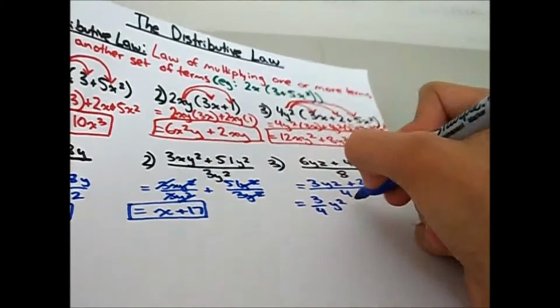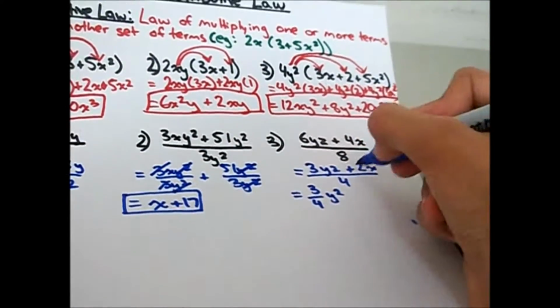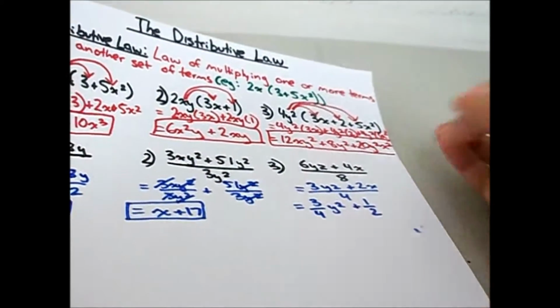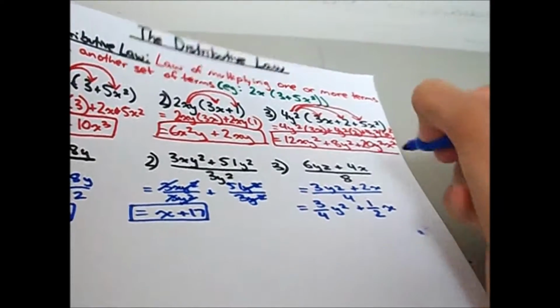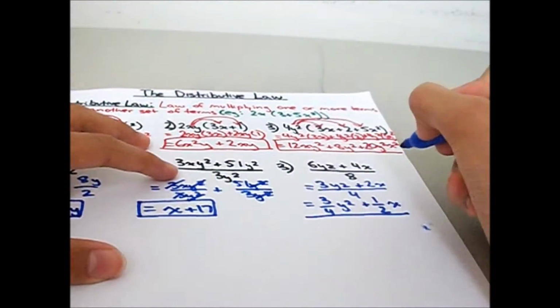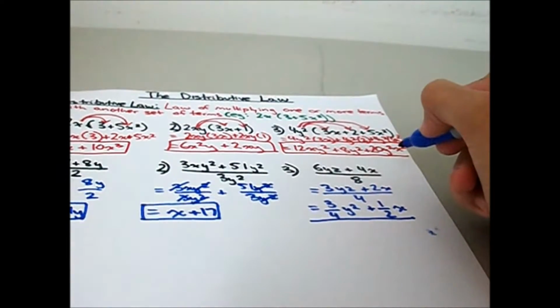And 2x plus 4. Oh wait, 2 and 4 are even numbers again, so we can just write 1 over 2. We simplify the fraction. So our simplified answer is 3 over 4 y squared plus 1/2 x.